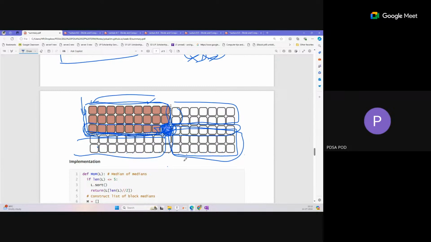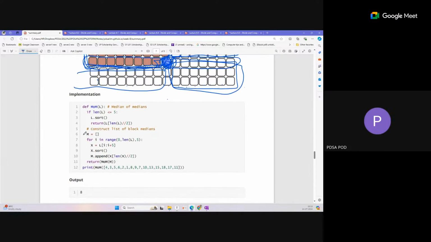You can see how this algorithm works in the code implementation, and this is a linear implementation. We are doing this process linearly, finding this median in linear time.